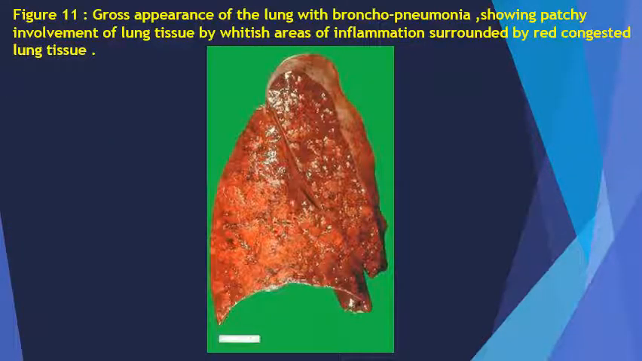This is bronchopneumonia, gross appearance of the lung with bronchopneumonia, patchy consolidation. Look at here, this is a patch, and in between there is intervening normal lung tissue. As we said, bronchopneumonia occurs more commonly in the elderly patient and in the young patient, young children, because of the shortness of the bronchi.